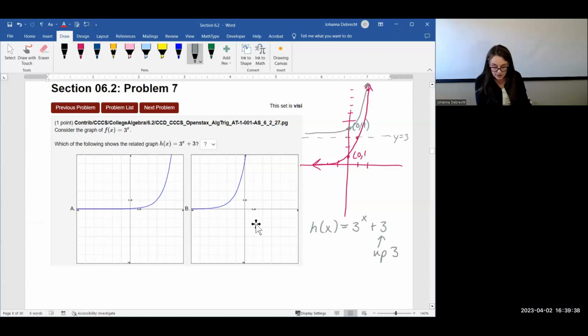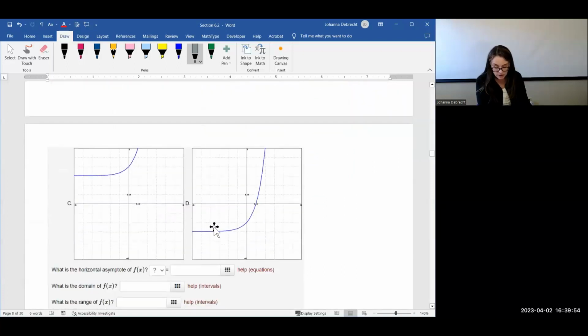Now, when I'm looking at these graphs, I'm looking for something that crosses at (0, 4) and approaches the horizontal line y equals 3 as x goes to negative infinity. Neither of these satisfy the last one. So coming down here, this one approaches y equals -3, but this one approaches y equals 3, and it crosses at (0, 4). So it's got to be this choice.